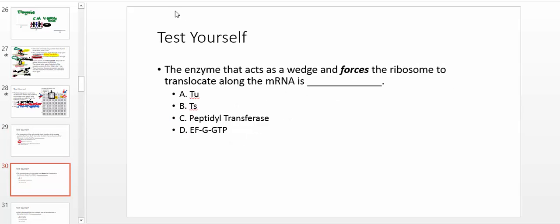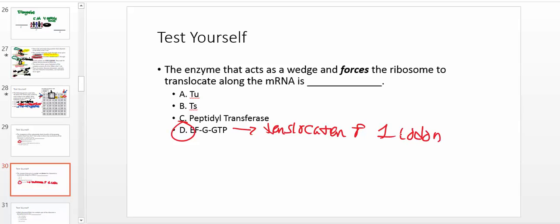In prokaryotes, the enzyme that acts as a wedge and forces the ribosome to translocate along the mRNA is what? Well, it's EFG-GTP. Okay, so this is a G protein that catalyzes everything to basically move over one codon. So this catalyzed the translocation of one codon. So hopefully that makes a little bit of sense.